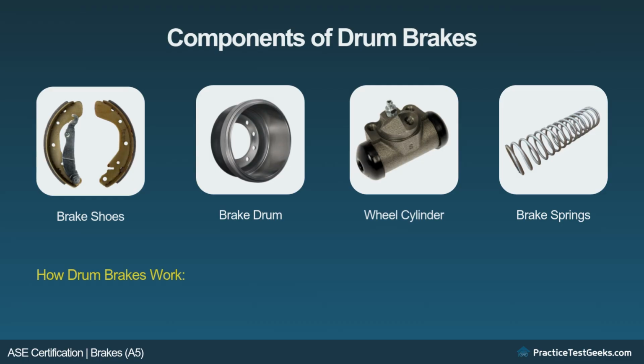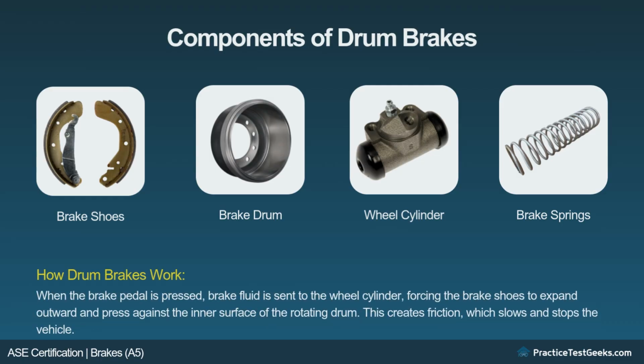How drum brakes work. When the brake pedal is pressed, brake fluid is sent to the wheel cylinder, forcing the brake shoes to expand outward and press against the inner surface of the rotating drum. This creates friction, which slows and stops the vehicle.